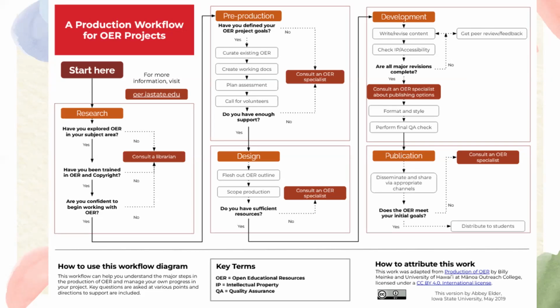You're also looking at designing your project and developing your project. There's lots of stuff to consider, like checking IP and checking accessibility. You want to put your project out there as a draft and get some peer review feedback on it before you finalize it. Your last part here is publication: when you publish and disseminate, where is it going to land and be useful to the most people?